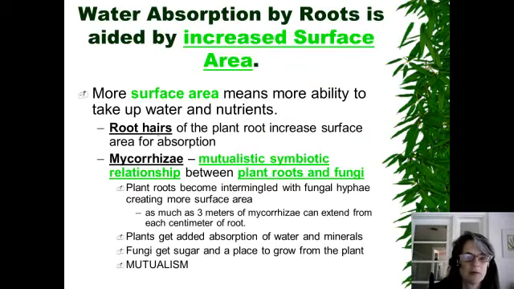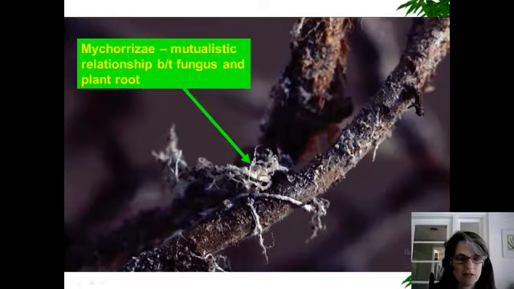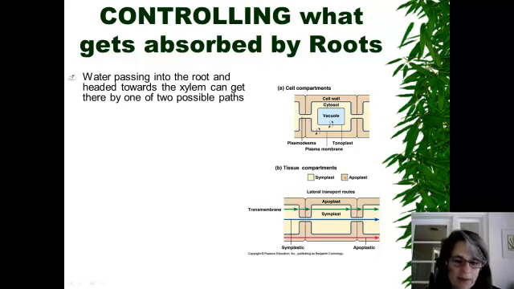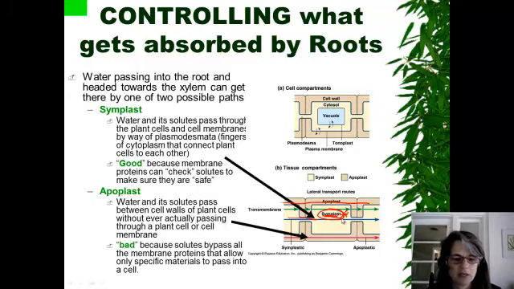Okay? Do please remember that roots need lots of surface area. We have root hairs for that. We also have the mycorrhizae, the mutualistic symbiotic relationship between plant roots and fungi. The roots are getting more surface area. The fungi are getting food from the plant. Everybody benefits. Okay? And this is what mycorrhizae look like. We've talked about those before. Please don't forget them. All right, so we've already talked about the apoplast is when the substances travel along the cell walls. The symplast is when they actually pass through cells. This ultimately is what has to happen at some point so the water can get checked.